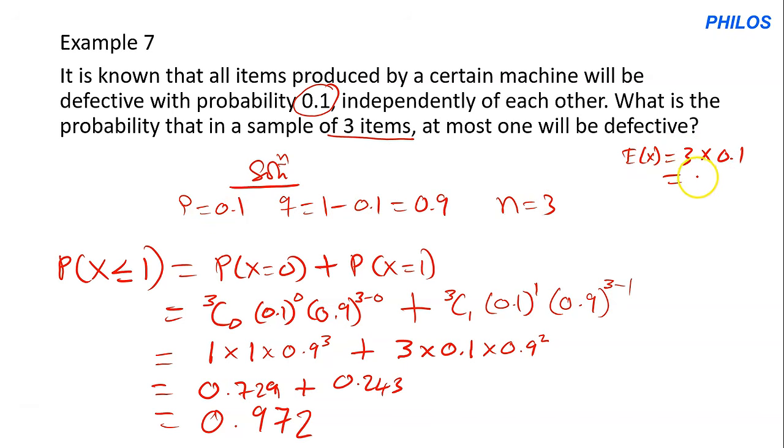So 3 times 0.1 will give you 0.3. So that's the mean. And then the variance should be number of trials times probability of success times probability of failure. So 3 times 0.1 times 0.9 should give you 0.27. And then the standard deviation should be the square root of the variance. So square root of 0.27 is 0.52.